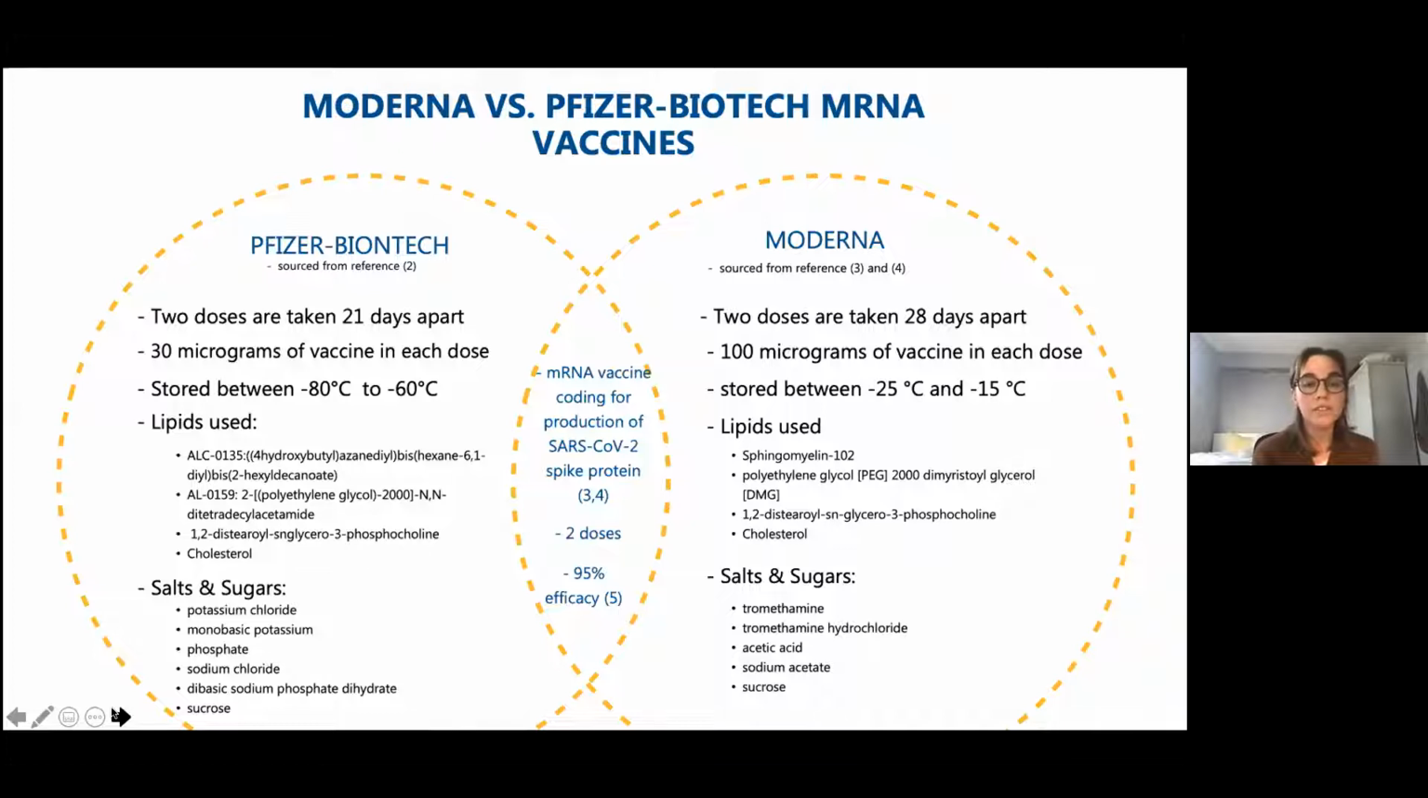Their ingredients vary very minorly, but they both contain salt, sugars, and lipids. I want to direct your attention to the middle of this slide. As I said before, they're both mRNA vaccines, and they both code for the SARS-CoV-2 spike protein. As I mentioned before, they're both 2 doses, and they both produced 95% efficacy.